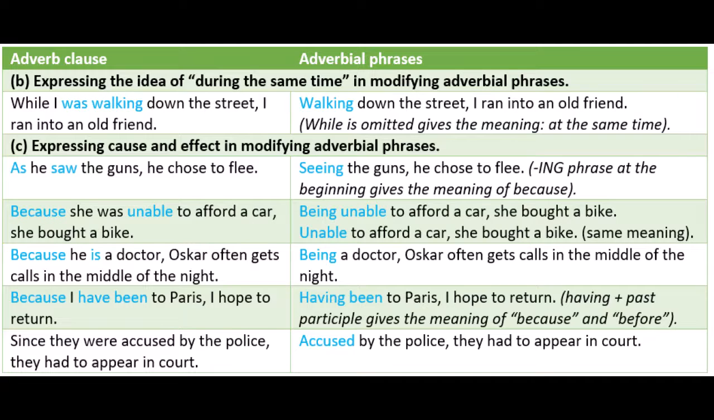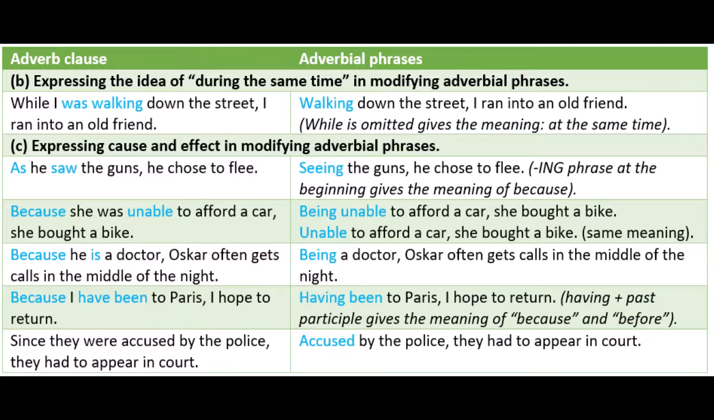Because she was unable to afford a car, she bought a bike. Being unable to afford a car, she bought a bike. Unable to afford a car, she bought a bike. Same meaning. Because he is a doctor, Oscar often gets calls in the middle of the night. Being a doctor, Oscar often gets calls in the middle of the night.